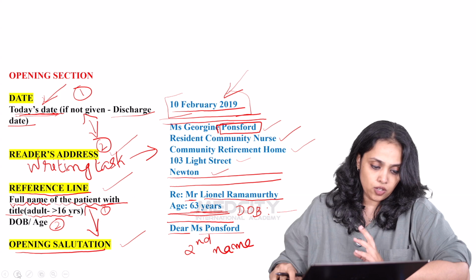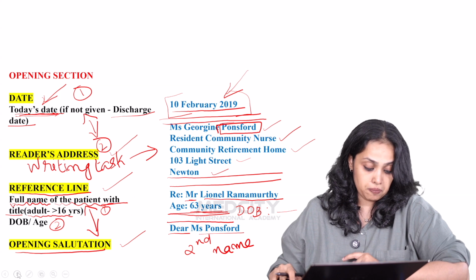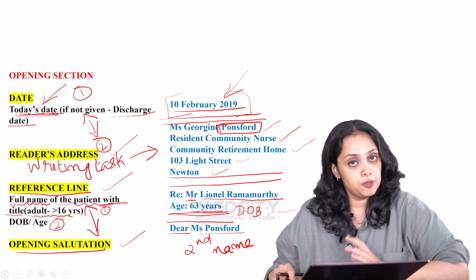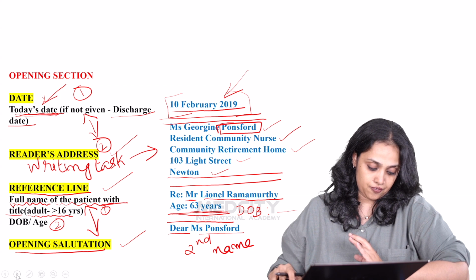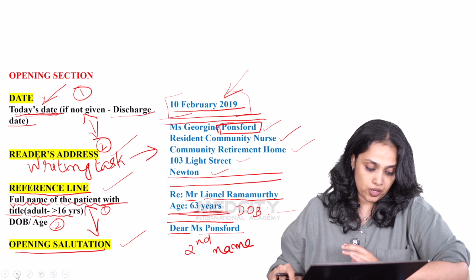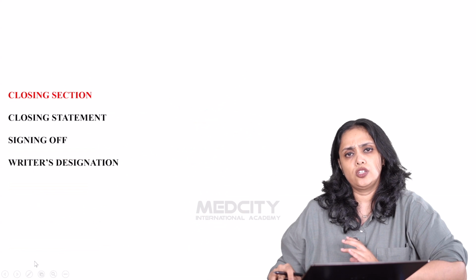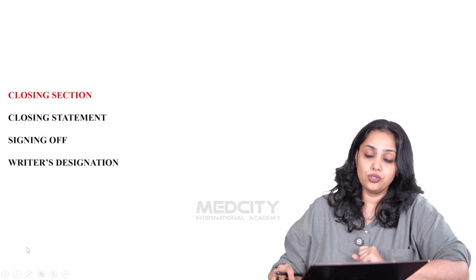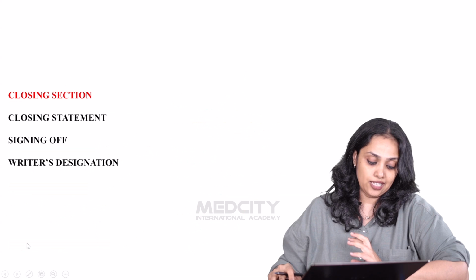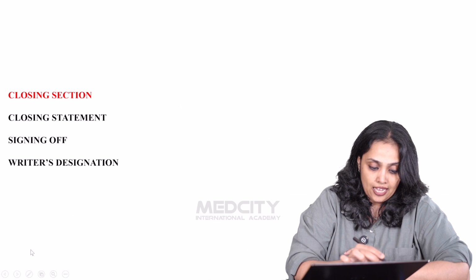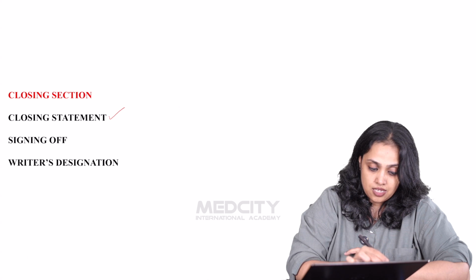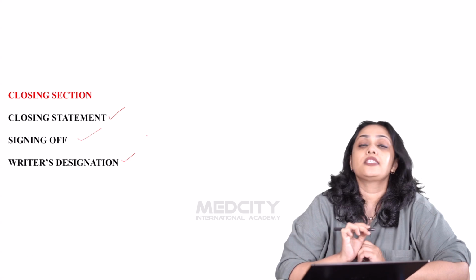Now, once you're done with the opening section, then you write the body paragraphs, which include the purpose paragraph, the expansion paragraphs, and the recommendation paragraph. Once that is done, we get into the closing section of the letter. Now, what are the details that you need to include in the closing section of the letter? These are the details that you need to have: a closing statement, signing off, and the writer's designation.